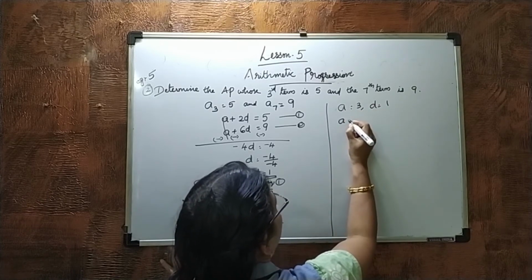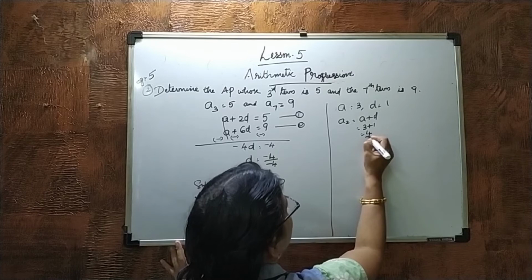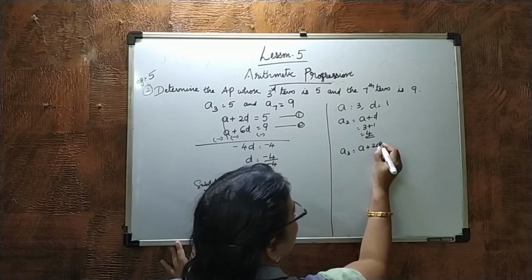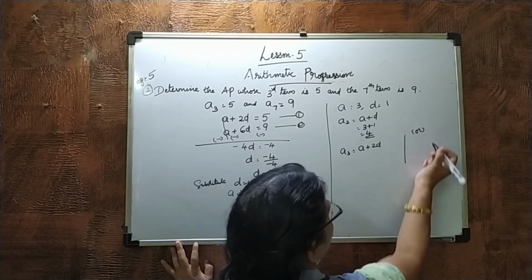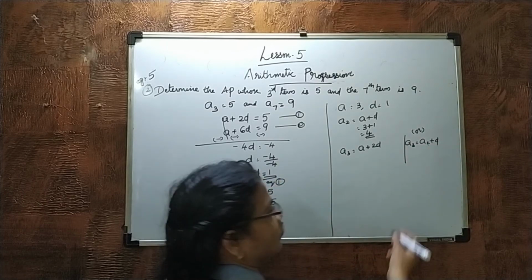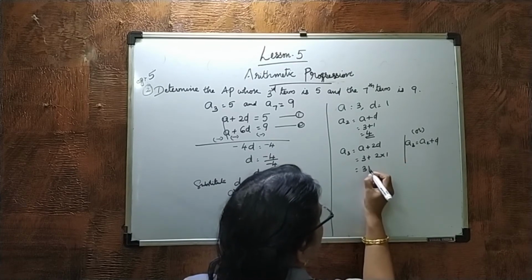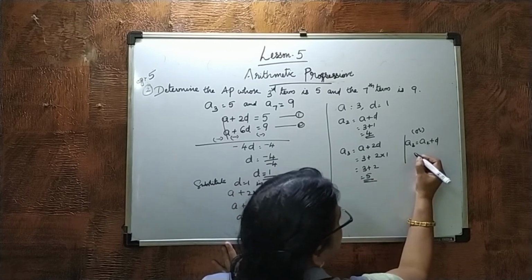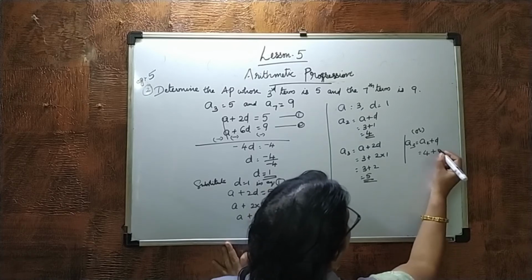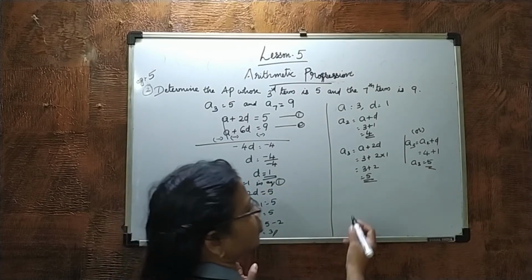A is equal to 3, D is equal to 1, therefore A2 equals A plus D, means 3 plus 1, you get the answer 4. Now A3 means A plus 2D, or we can write A3 equals A2 plus D, any one method will be enough. A plus 2D, with A equal to 3 and D equal to 1, gives 3 plus 2, the answer 5. Same thing: A3 equals A2 plus D, A2 is 4, 4 plus 1, A3 equals 5. Only 4 terms will be enough.